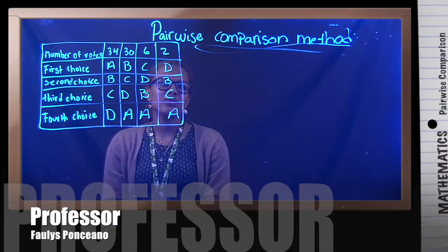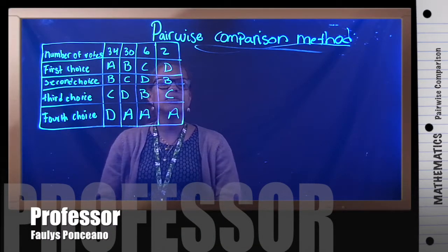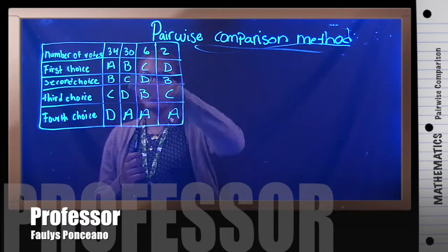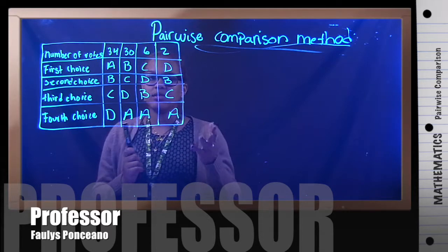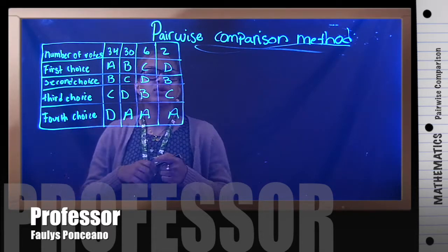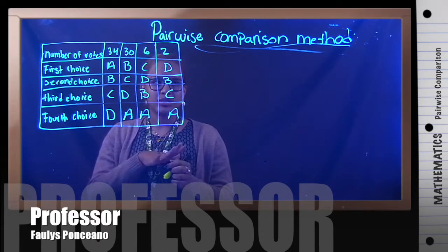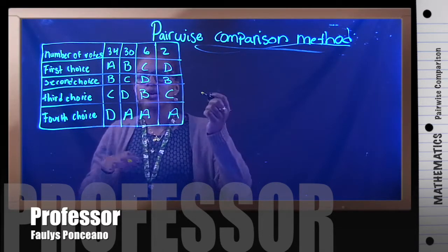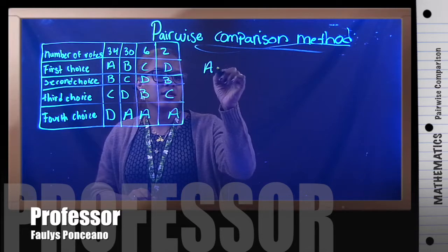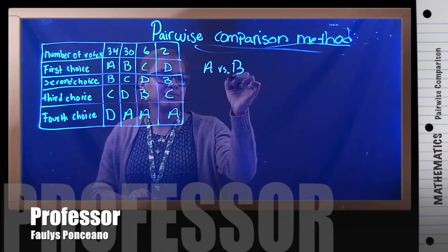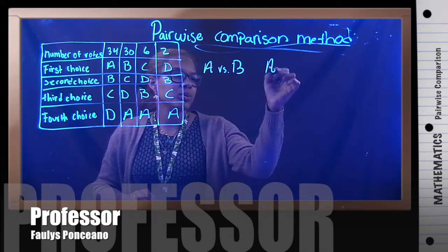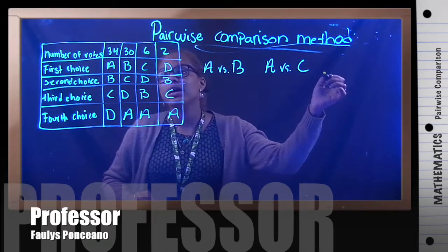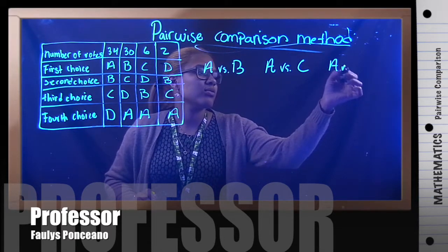In this example, we're going to use a pairwise comparison method to determine which of the borders wins, A, B, C, or D. So we're going to compare two variables at a time, so two options at a time. We're going to start with A. So we're going to compare A versus B. Okay, we're also going to compare A versus C and A versus D.